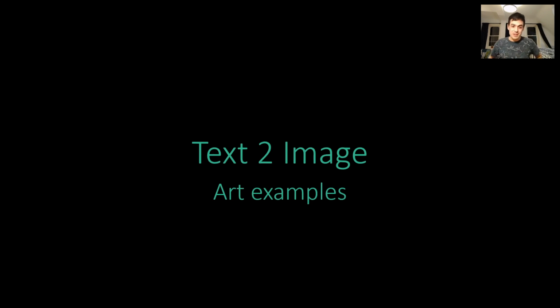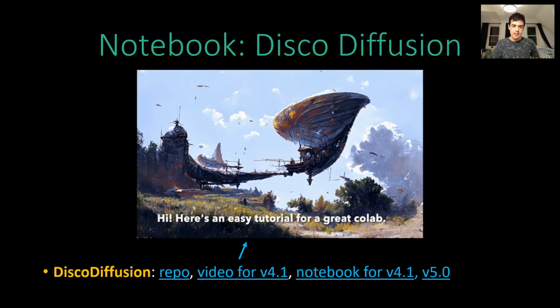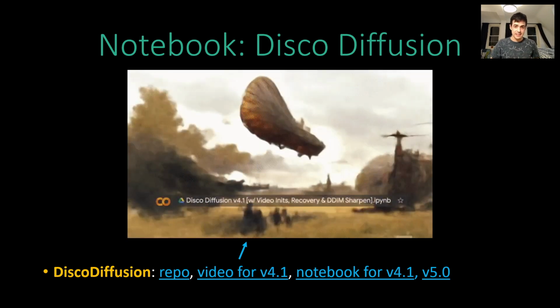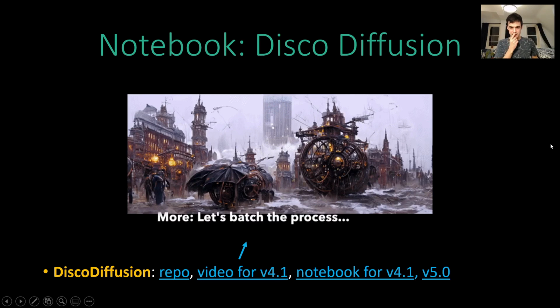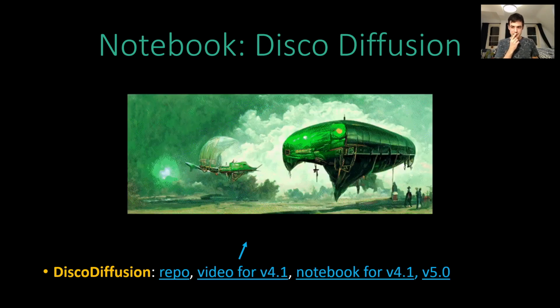Okay, so finally we are making it to the art examples of this method of text-to-image generation. There is this one particular notebook called Diffusion. I'll just leave the animation play a bit.